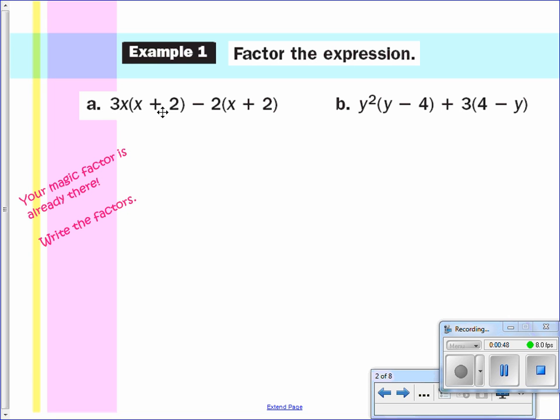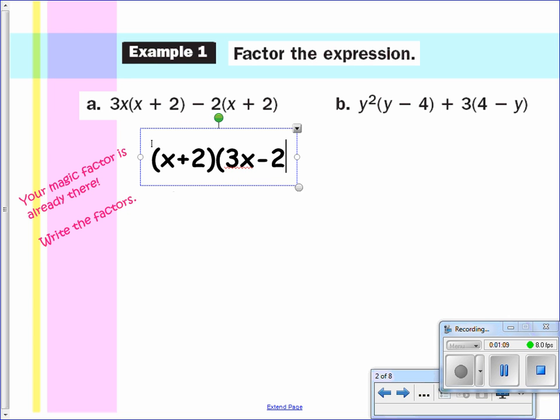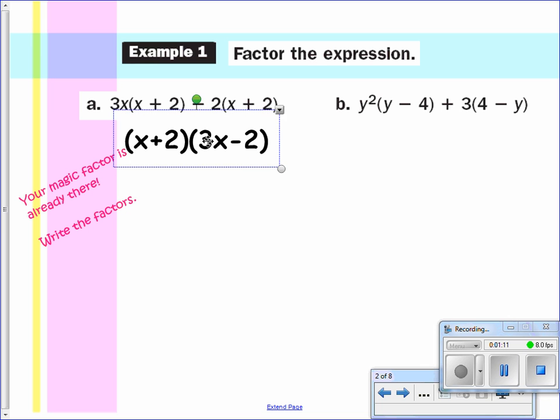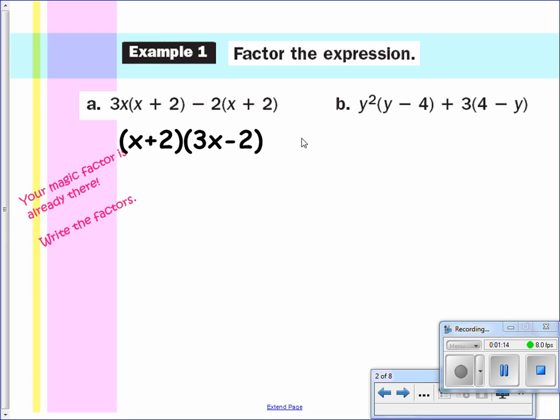You have 3x times this factor of x plus 2. And you have minus 2 times, hey, that same factor, x plus 2. If you have 3x times this and minus 2 times that exactly the same thing, you can factor out that x plus 2. And what you're left with is 3x minus 2. Remember the step where the magic happens before we rewrite it? Here it is. So I rewrote my magic factor, and what was left is my other terms.